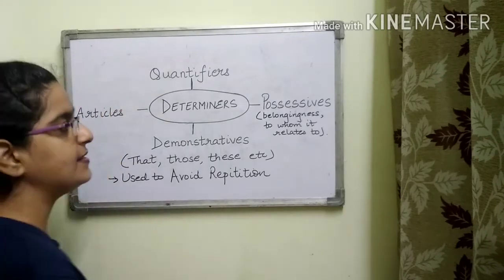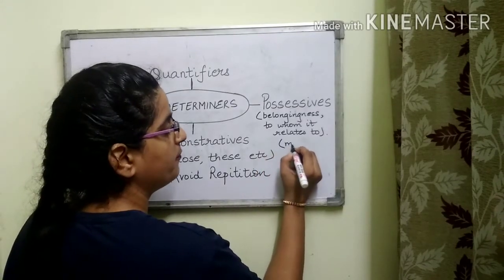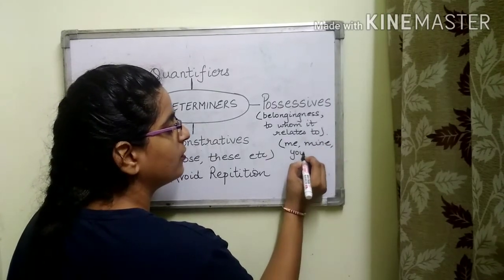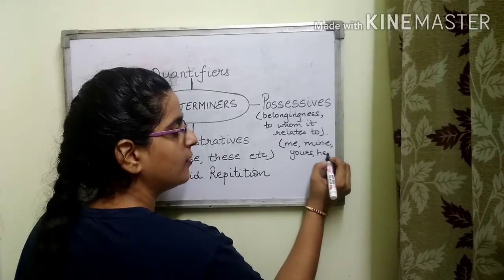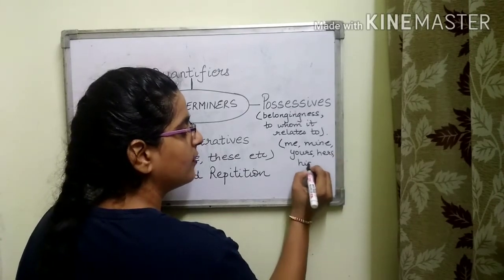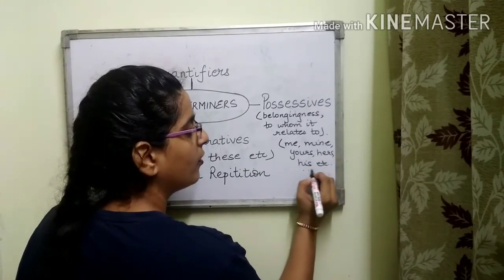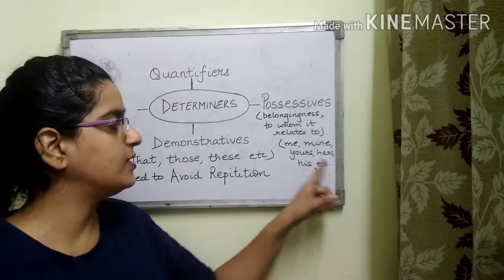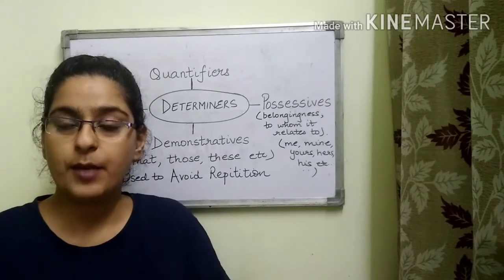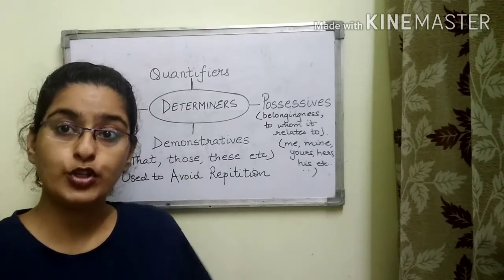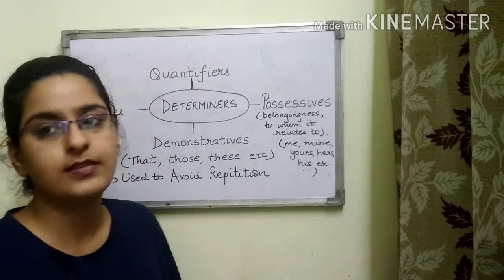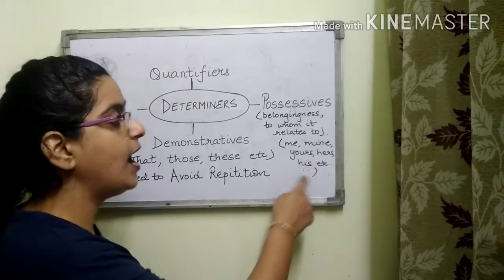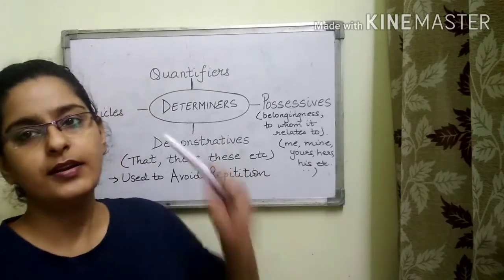For example, if I say my, mine, yours, hers, his, and many more. Then, what are you understanding out of it? All these words are telling us about the belongingness, about the possession, who possesses it. So these are possessives, and because they are placed before a noun, they are determiners.